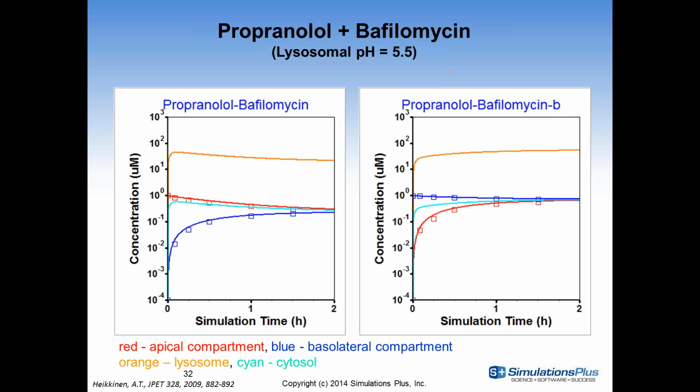But if we just simply change the conditions in MembranePlus to do the simulation with an assumed lysosomal pH of 5.5, now we begin to nicely fit all of those apical and basolateral concentrations for both experiments, plus the degree of lysosomal trapping has dropped by a couple orders of magnitude.